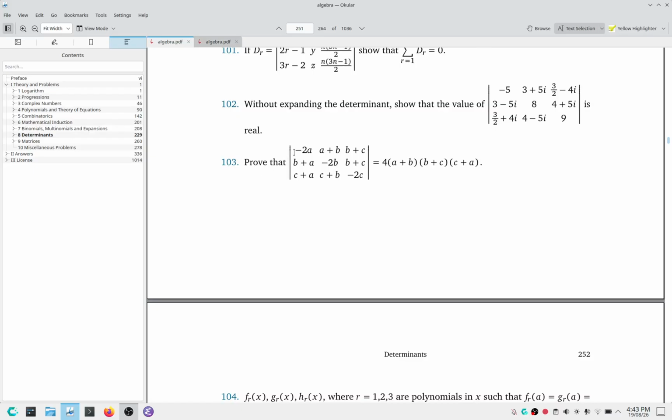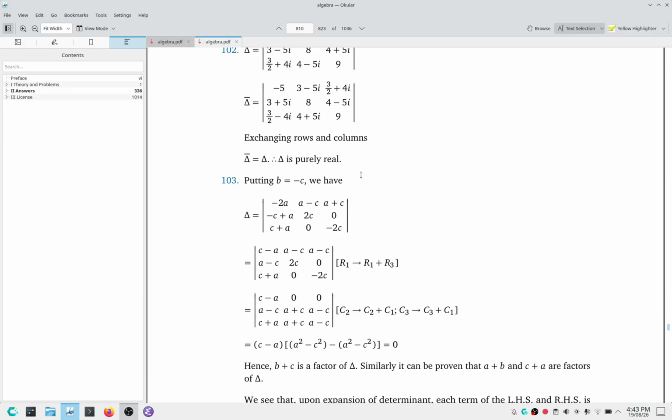It says prove that the determinant minus 2a, a plus b, b plus c; b plus a, minus 2b, b plus c; c plus a, c plus b, minus 2c is equal to 4 times a plus b times b plus c times c plus a.